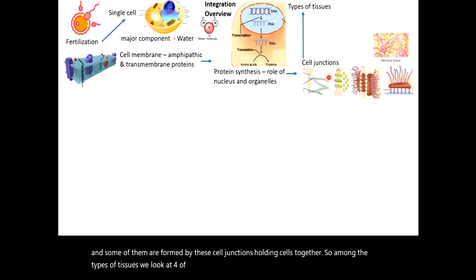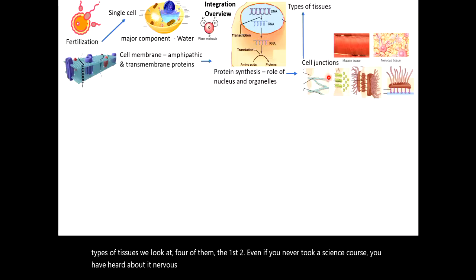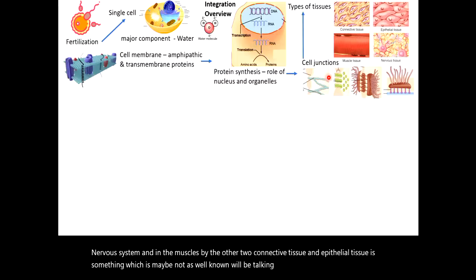The first 2, even if you never took a science course, you would have heard about: nervous tissue and muscular tissue. You will find that in the nervous system and in the muscles. But the other 2, connective tissue and epithelial tissue, are maybe not as well known. We'll be talking about that as well. And so all of these tissues will come together to form various organs.